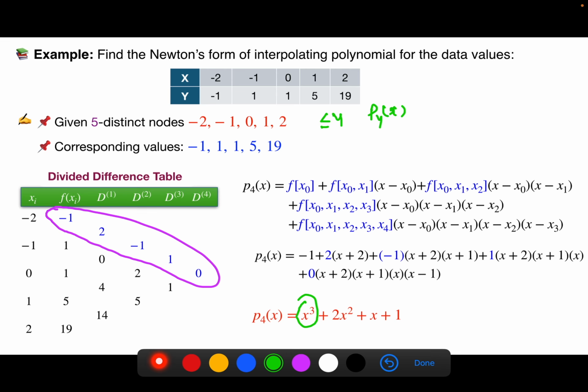You can see here a cubic polynomial. So this is a very important observation, that the degree of the final polynomial does not depend on the number of nodes. If the higher order divided differences become 0, the actual degree of the polynomial reduces. This is one of the advantages of Newton's method, that it makes it easy to tell the actual degree of the polynomial just by checking the divided difference table.